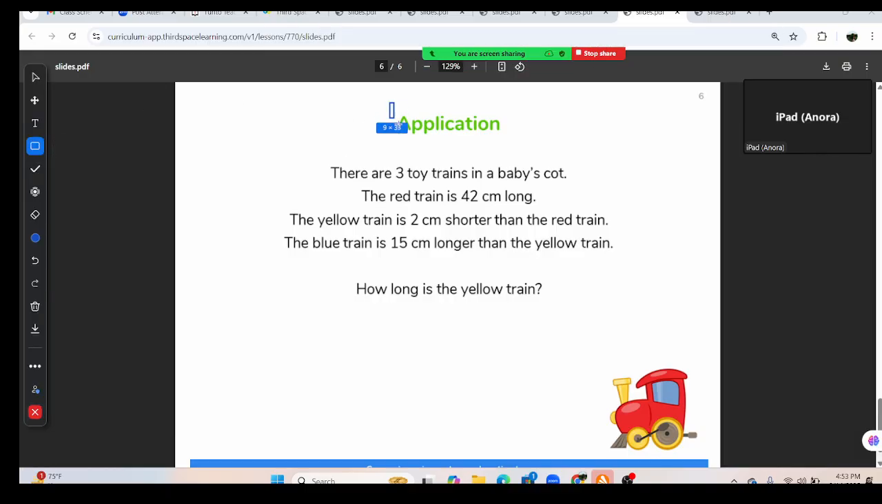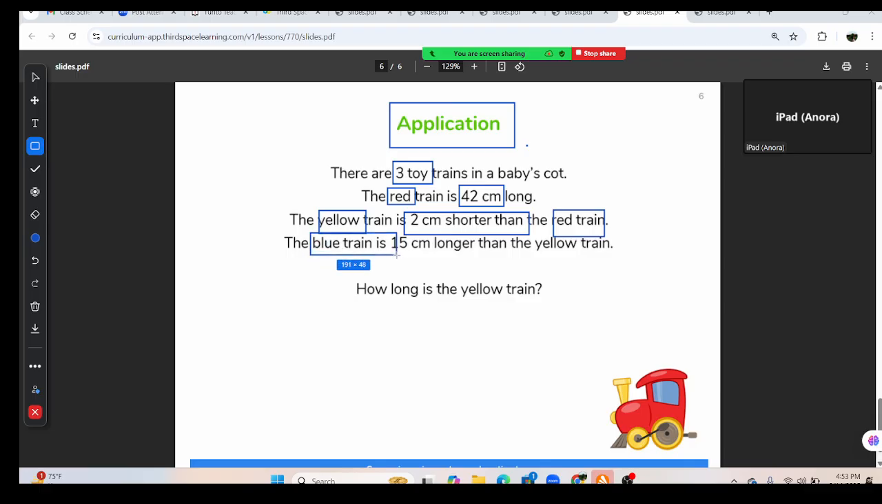There are three toy trains and a baby's cart. The red train is 42 centimeters long. The yellow train is 2 centimeters shorter than the red train. The blue train is 15 centimeters longer than the yellow train.